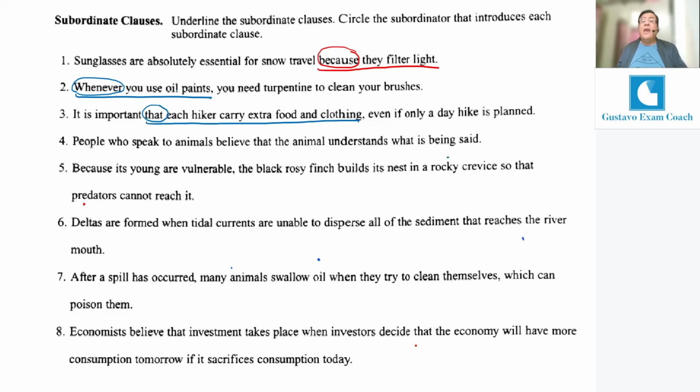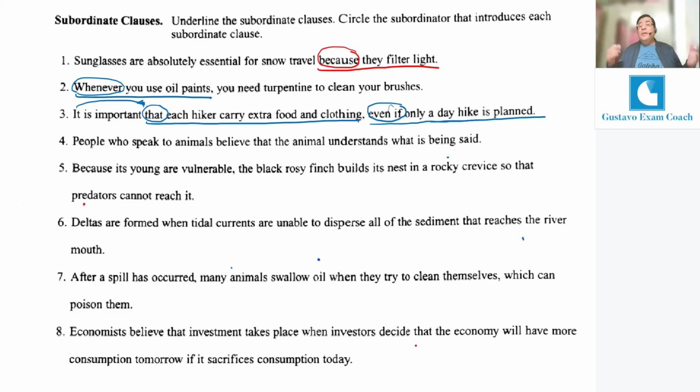This, that each hiker carry extra food and clothing, is actually the it being mentioned at the beginning of the sentence. So it here is kind of a false subject, right? The true subject of our sentence is that, or the fact that each hiker carry extra food and clothing. That is important, yes. So we have a noun clause here. What about another subordinate clause? We can notice after the comma following clothing, we see even if only a day hike is planned. You can notice that a day hike is a subject, is planned is the conjugated verb, and there is this expression even if.